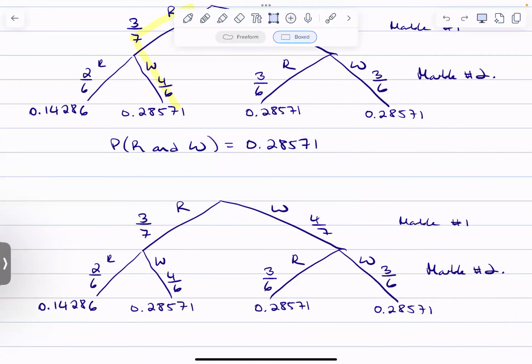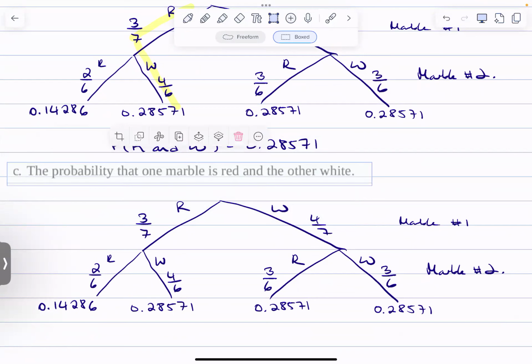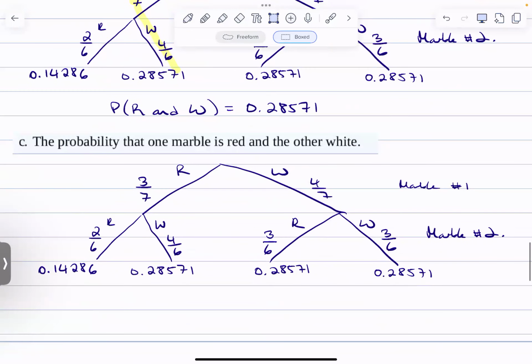Finally, we get into some juicier questions here. Juicy. We want the probability that one marble is red and the other is white. Why is this juicy? It's juicy because it can be either red then white or white and red.